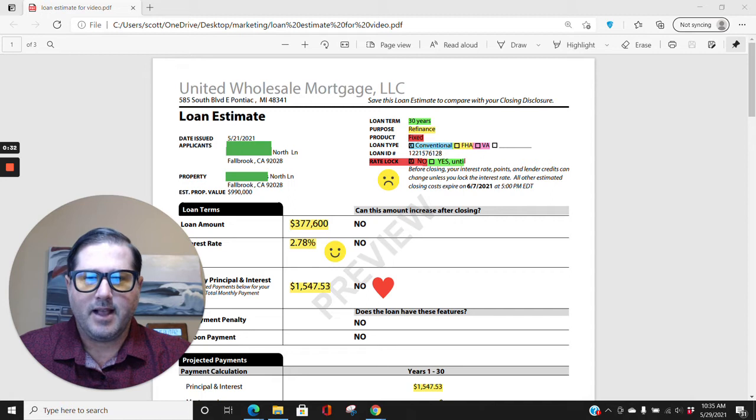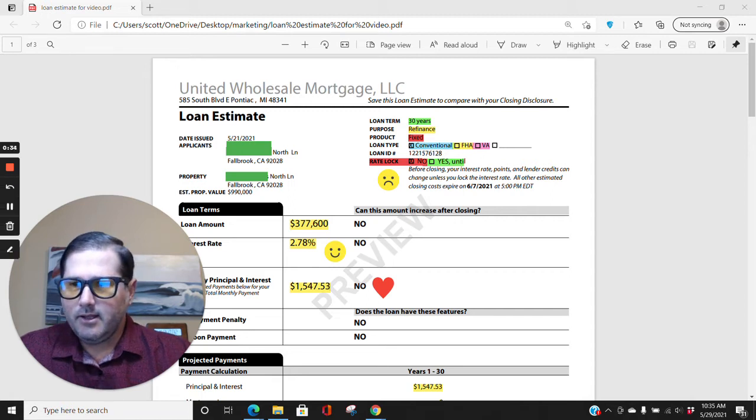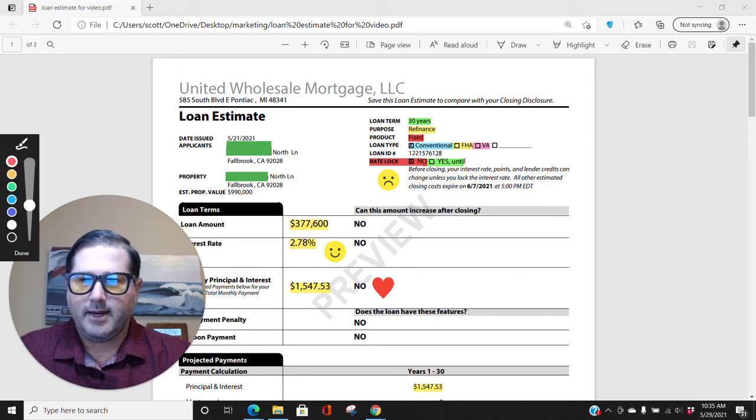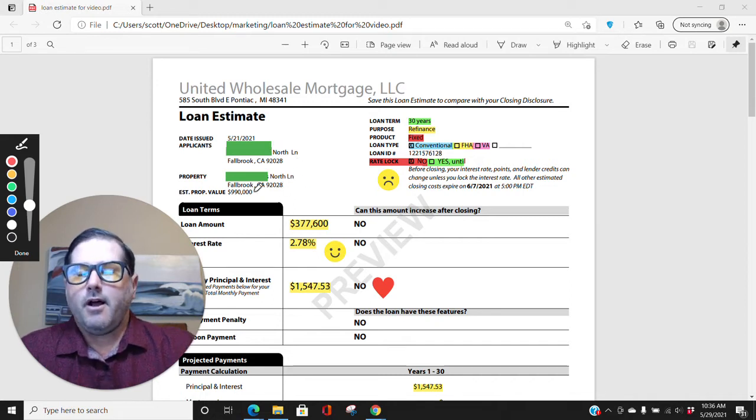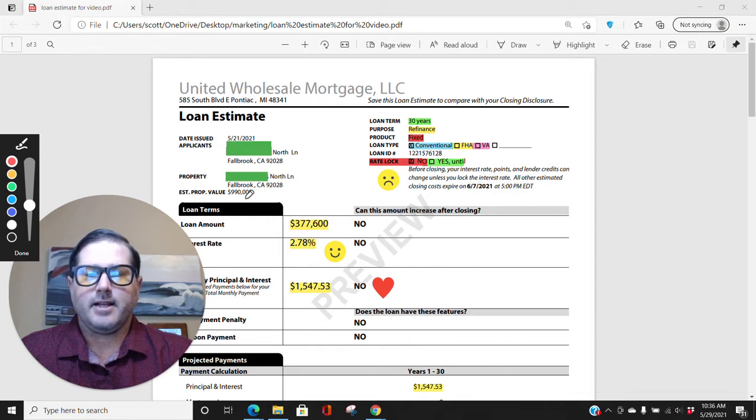So let's get into it, guys. Just going to go over the loan estimate line by line. Let me open up my pen tool here. Here we go. All right, so the lender is always at the top. Then you've got your name and address right here, the estimated property value. On the loan estimate, that doesn't always have to be accurate because the appraisal's not in, and we're really estimating when the loan estimate is issued, okay?